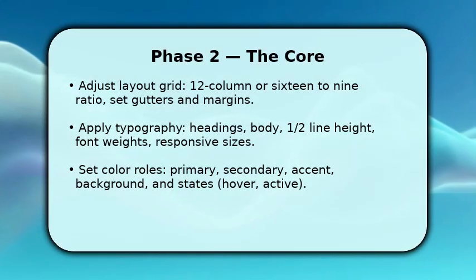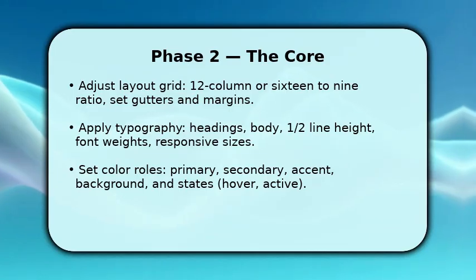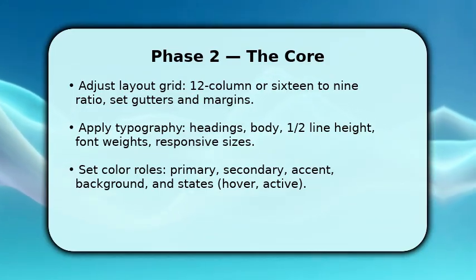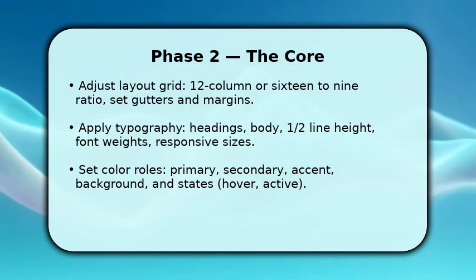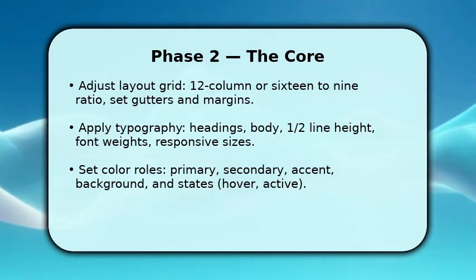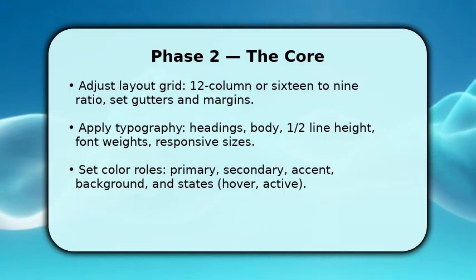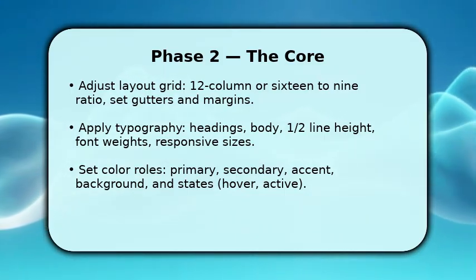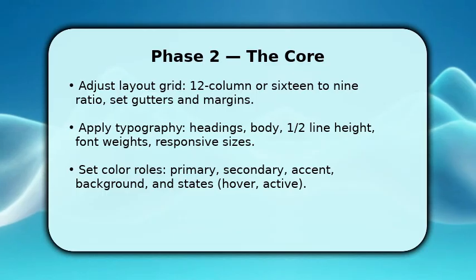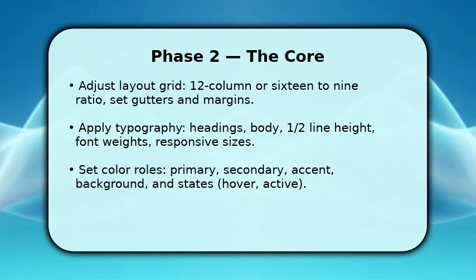Now focus on the core. Refine the layout grid and set gutters so components align across breakpoints. Next, apply typography rules. Choose sizes for H1, H2, body, and set line height and font weight scales for responsive text. Then map colors to roles: primary, secondary, accent, background, and interactive states. Assign contrast-checked values. Once done, preview across screen sizes and tweak spacing. These central decisions determine consistency, so iterate until components look balanced and accessible in the live preview.